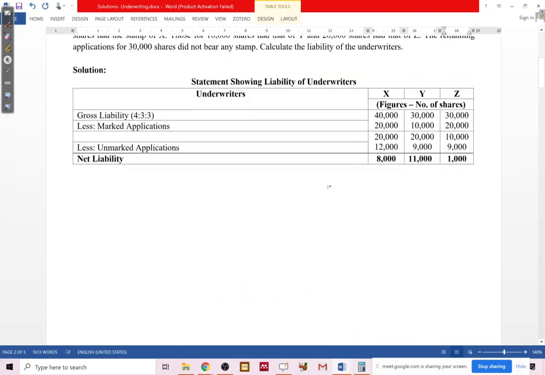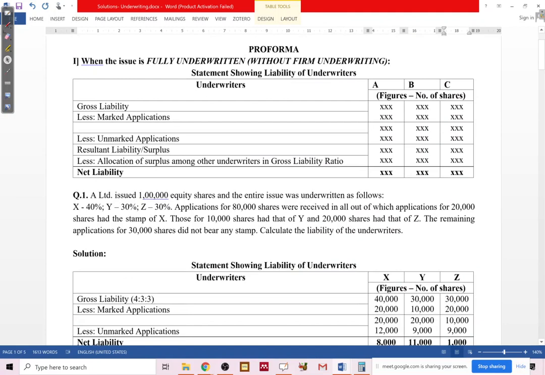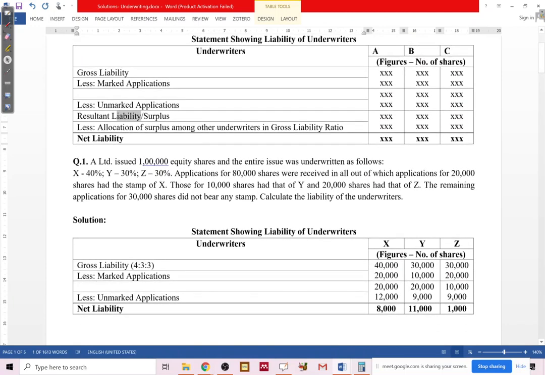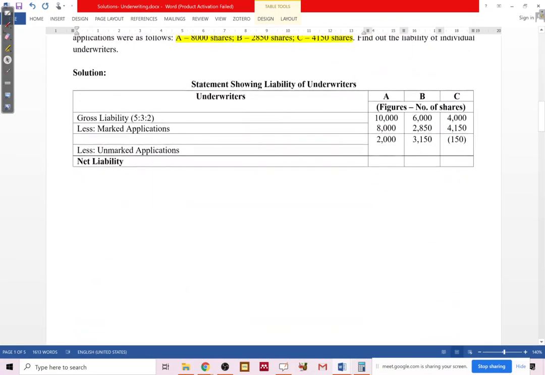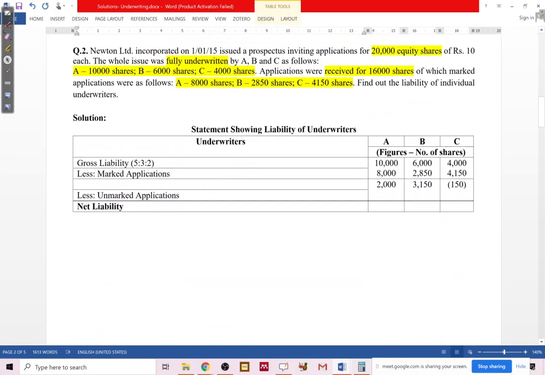I was telling you all yesterday, whenever there is a negative amount, that means it is a surplus. Let's go back to our pro forma. There is something called a resultant liability or a surplus. A liability is when we get positive figures, like over here, where we got all positive figures after deducting those applications. So liability means underwriters are still supposed to pay. Then there is something called a surplus. When you get a negative figure, it's a surplus.